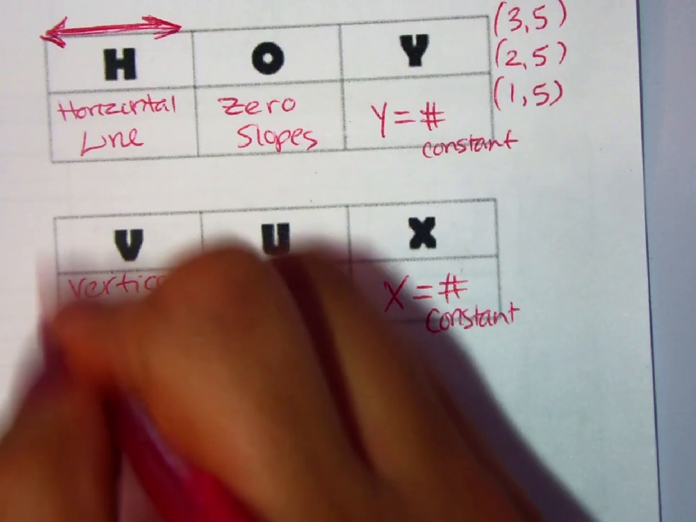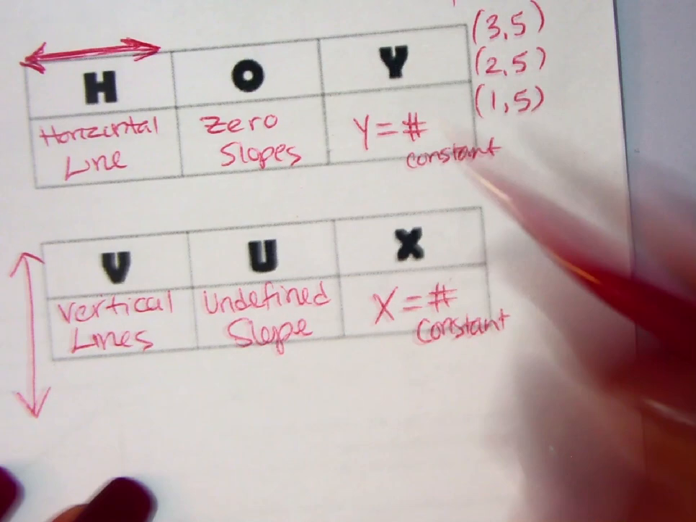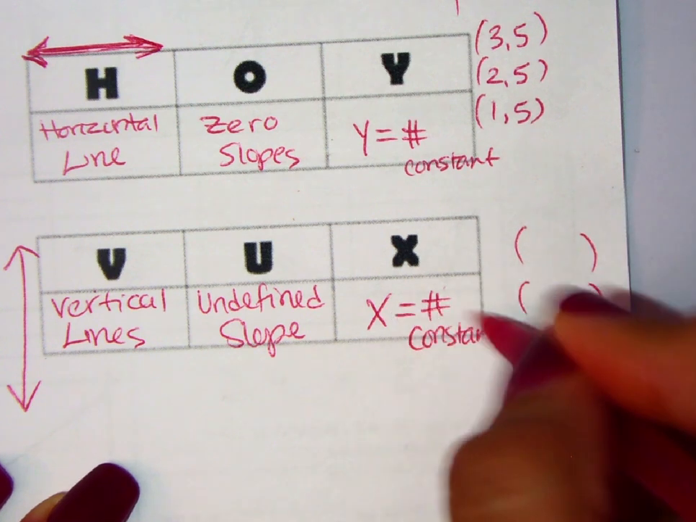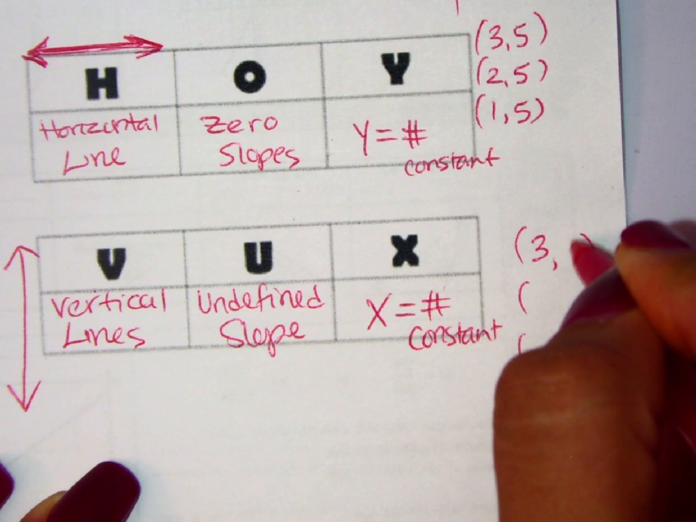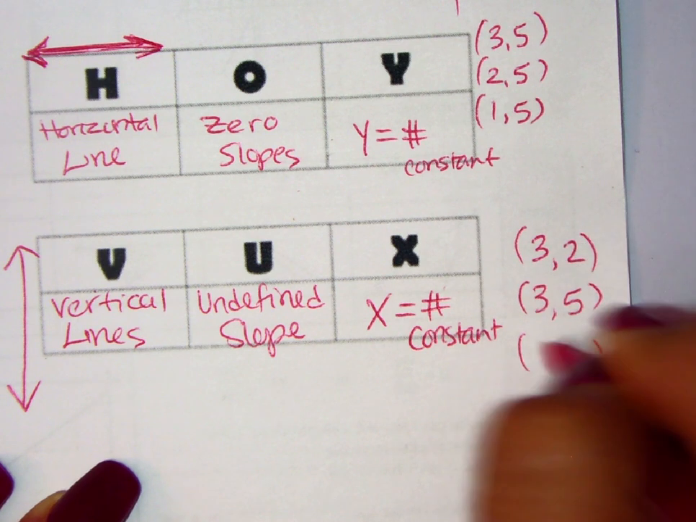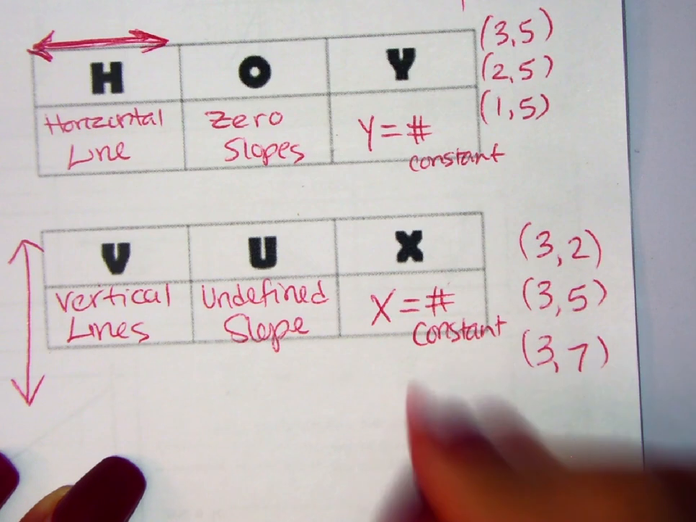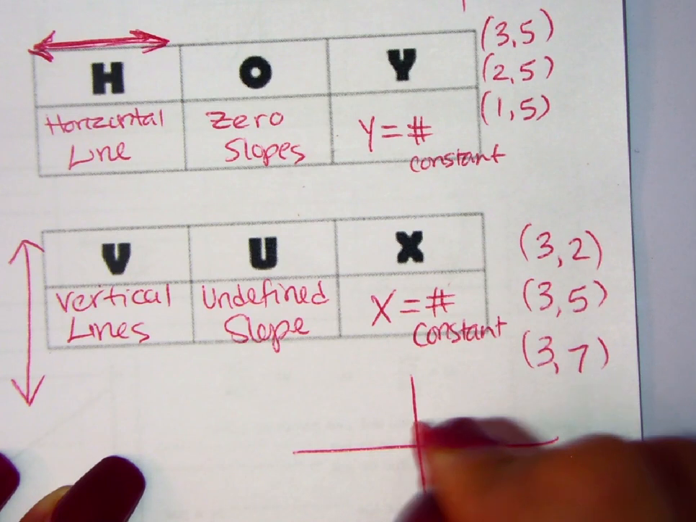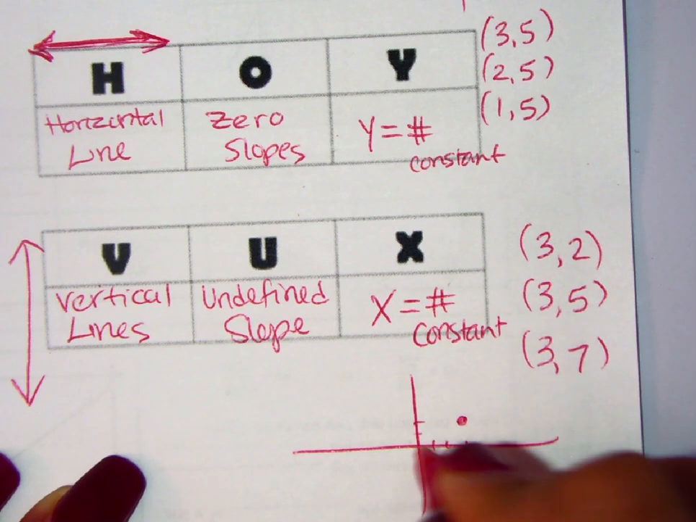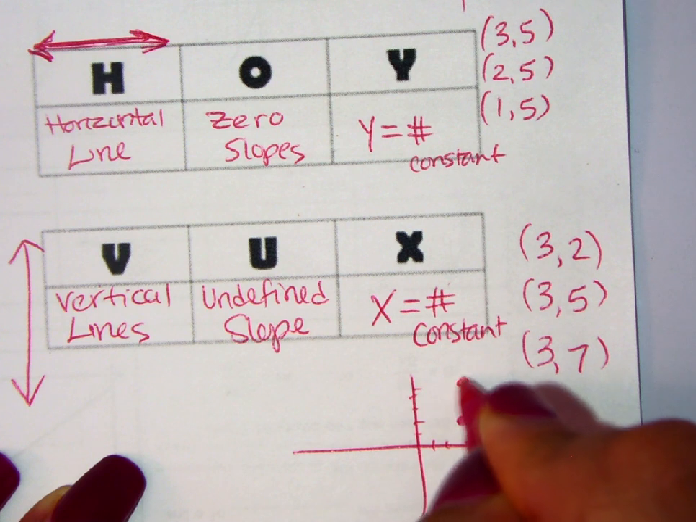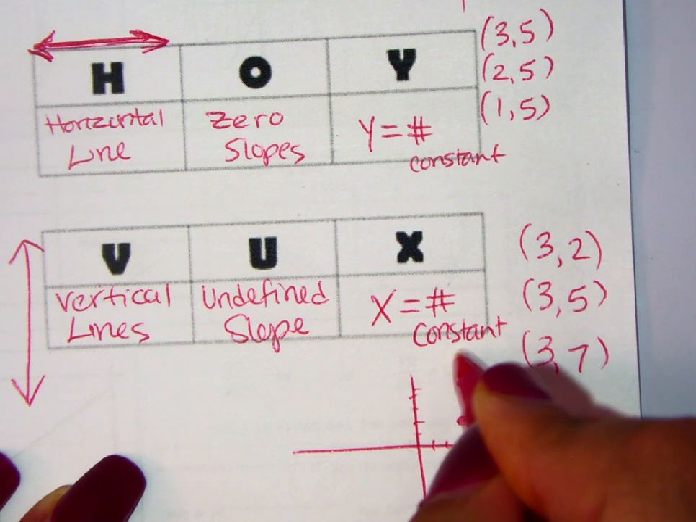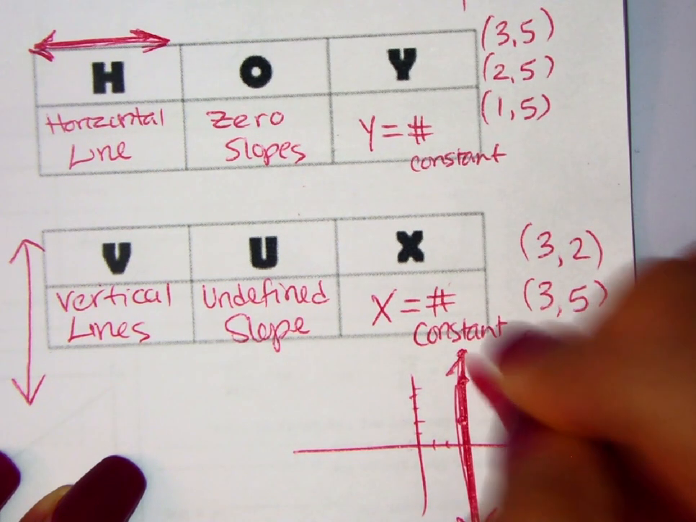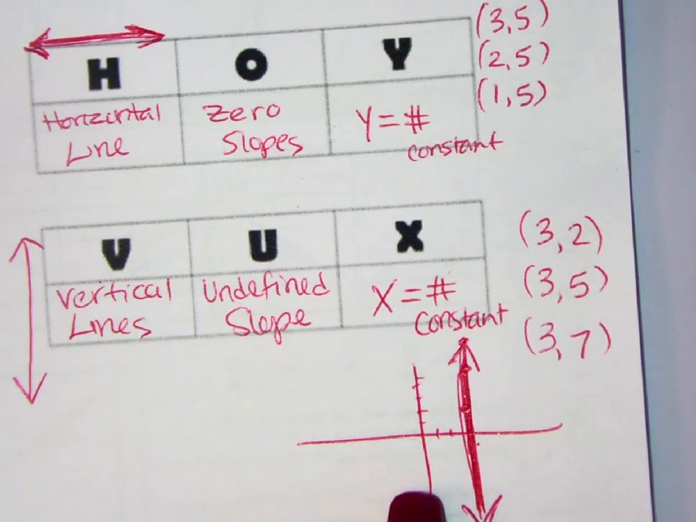So just to sketch vertical lines, they go up and down. And an example will be a set of points where the x value is the same number. So like (3, 2), (3, 5), (3, 7). If we sketch that, we will have 3 for the x, 2 for the y, 3 for the x, 5 for the y, and then 3 for the x, 7 for the y. So it creates that vertical line when x equals 3.